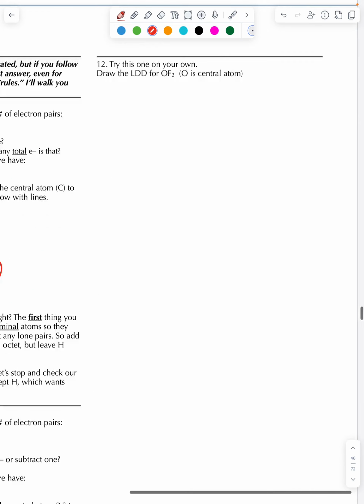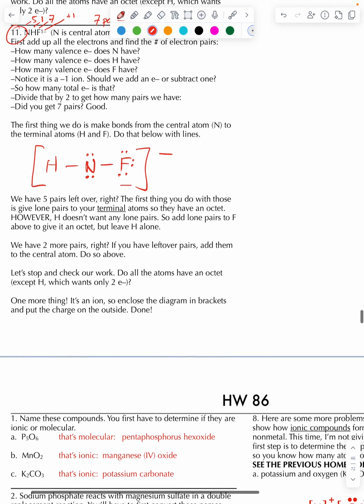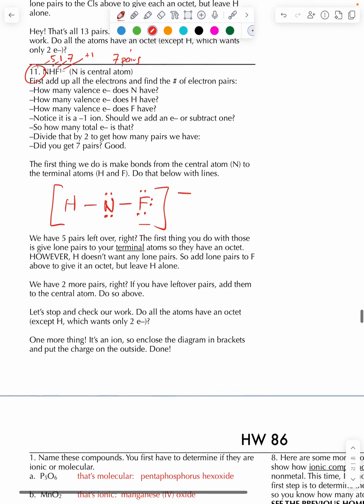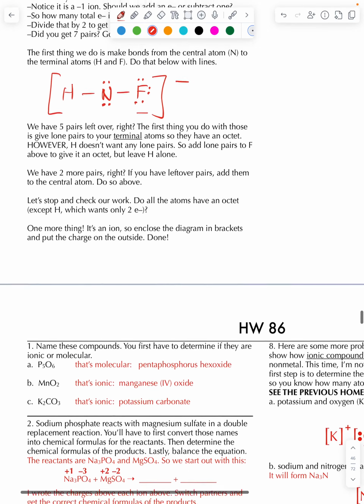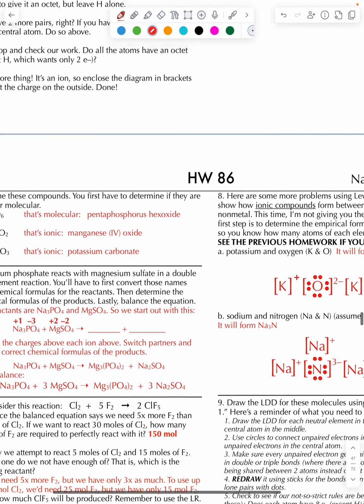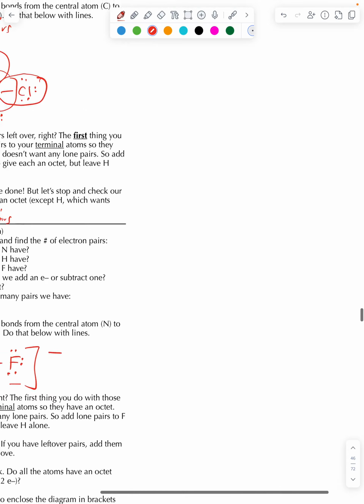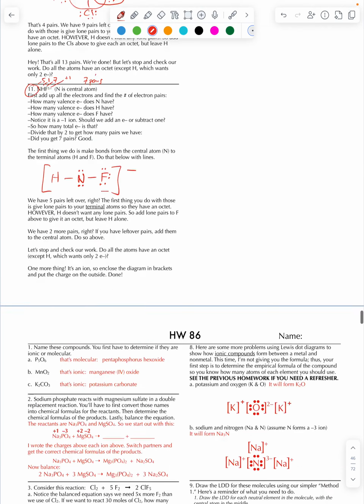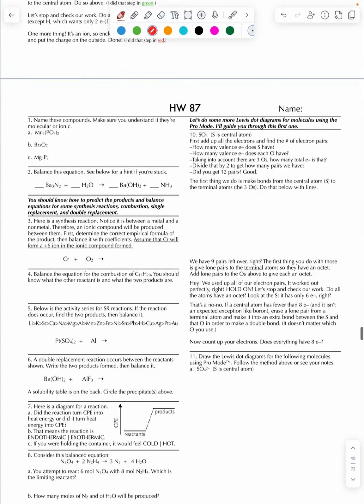Hopefully that makes sense. Again, you won't have to draw them, but I might give you a bunch. I might just say, which of these, I don't know how I'm going to ask it, but just know how to draw them. Okay, so I think that was it for that sheet.